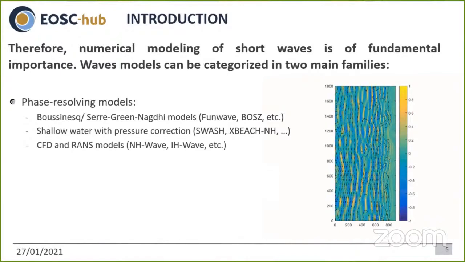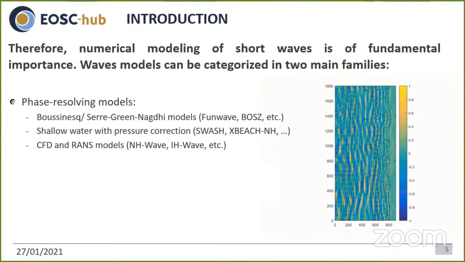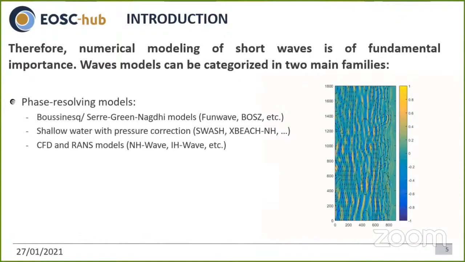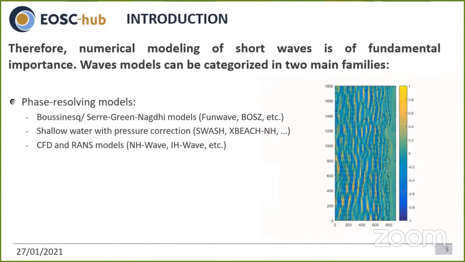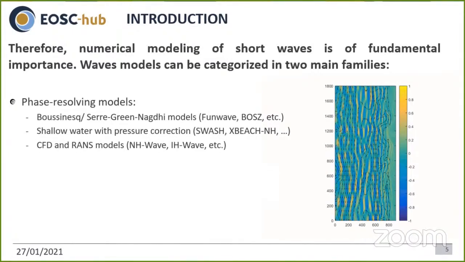On the right-hand side, you can see a movie of the short wave propagation computed with SWASH at a beach located in the southwest of France. Last one are CFD and RANS models like NHWAVE and EHWAVE. However, representing short waves individually requires a very small spacing, typically less than 1 meter, and very small time step. So these models are very time consuming and can hardly be applied at scale, let's say larger than 1 kilometer.